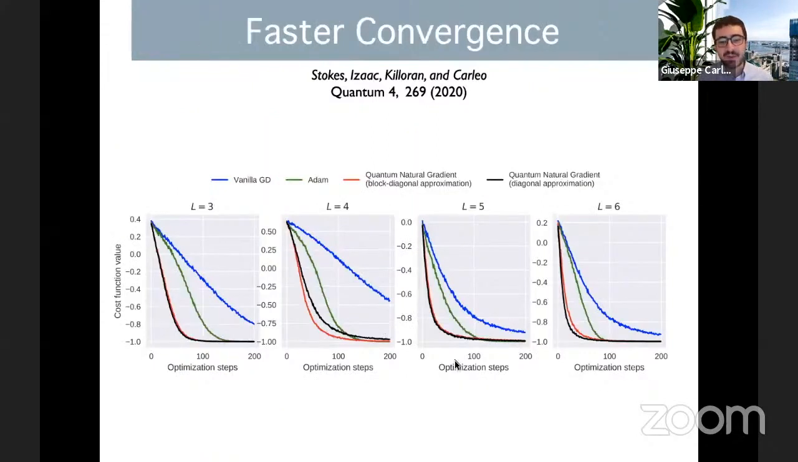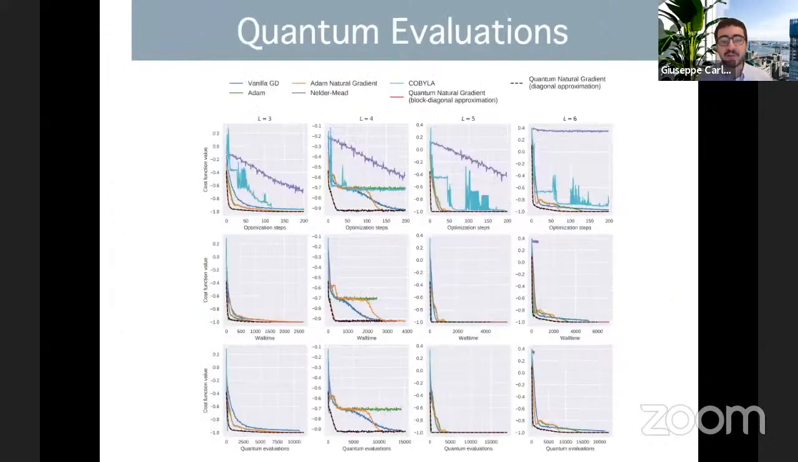And essentially what we see is that we achieve faster convergence than the standard vanilla gradient descent or even ADAM, which is the green lines here, even using this block diagonal approximation. So you can approach in a faster way the ground state. But most importantly, you use also less quantum evaluations. So the number of calls that you have to do to the quantum hardware, and you want to do as few as possible of those, is also smaller when you use this quantum natural gradient with respect to the state-of-the-art COBYLA approach that is used, for example, by IBM and others.